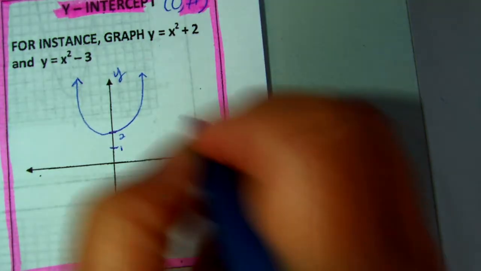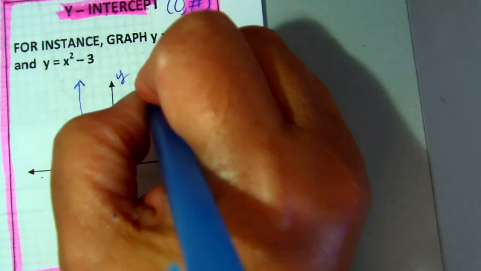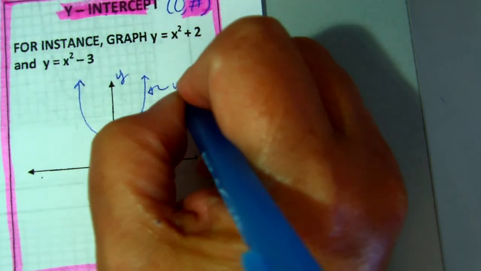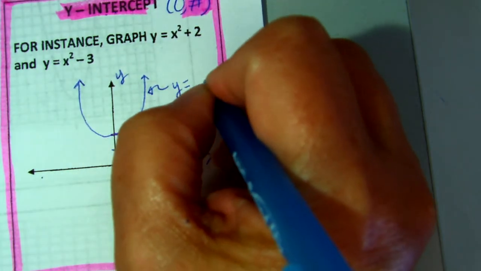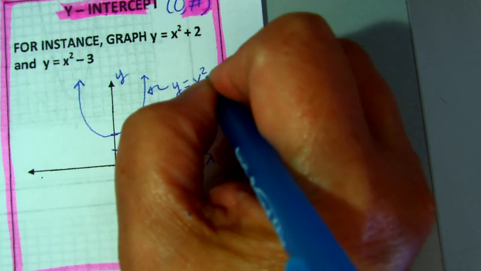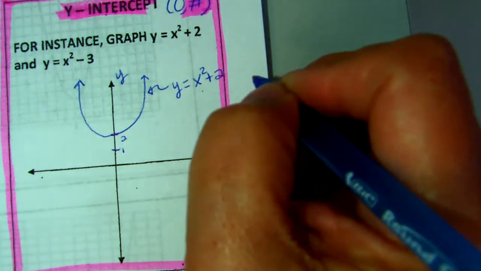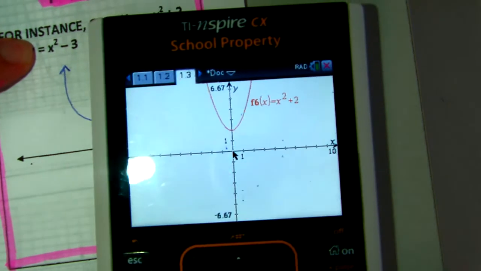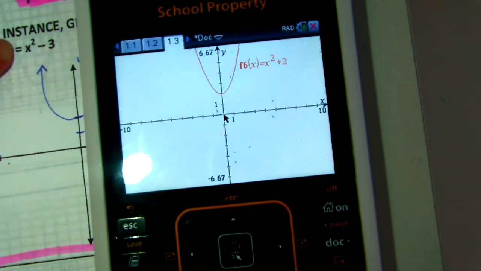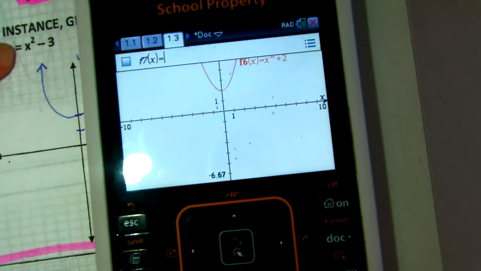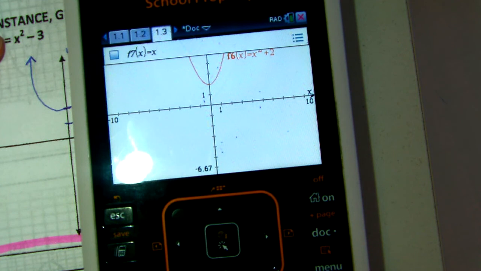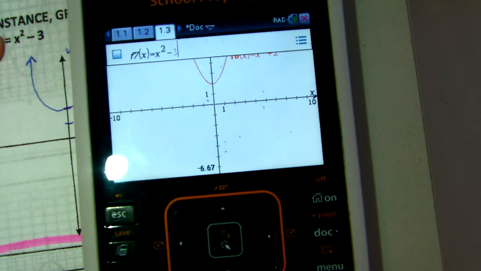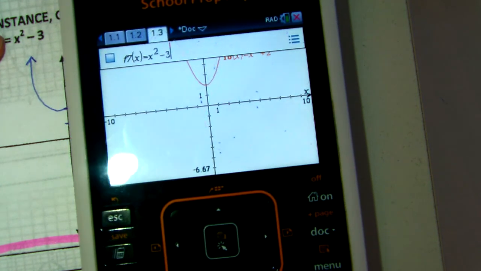Okay, this is the y-axis, this is the x-axis. This one right here represents the quadratic equation y equals x squared plus 2. Now, it says that we also have to graph this one. We're going to graph them on the same graph. Tab, x squared minus 3. X squared minus 3. Enter.